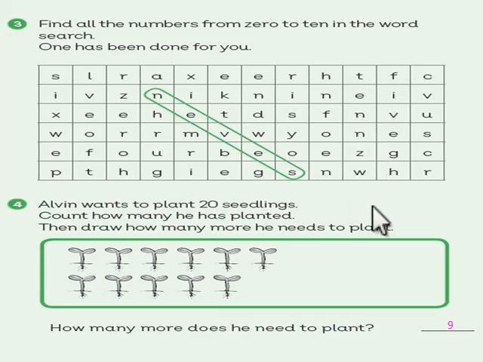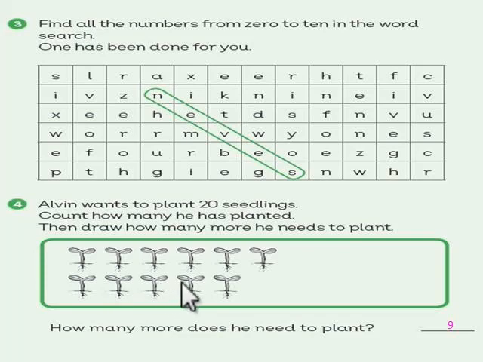And the last number, number 4. Okay, Albin wants to plant 20 seedlings. Count how many he has planted. Then draw how many more he needs to plant. So you will draw more seedlings to make it 20. So how many seedlings do we have here? 1, 2, 3, 4, 5, 6, 7, 8, 9, 10, 11 seedlings. So you will draw 9 seedlings.